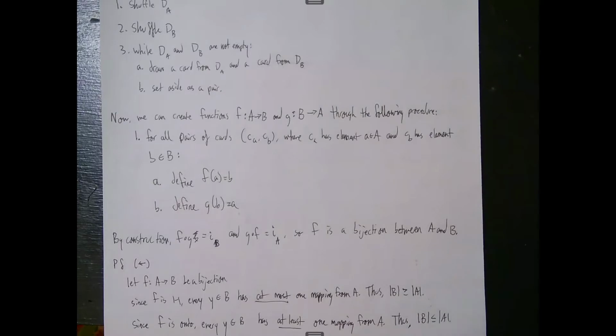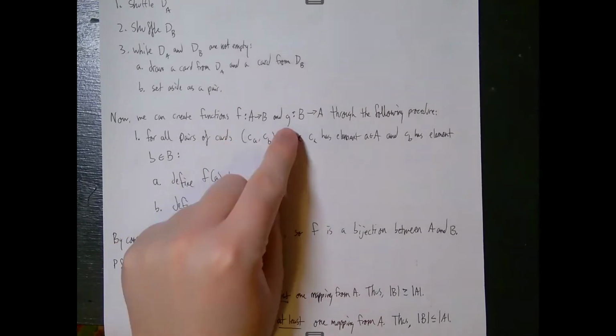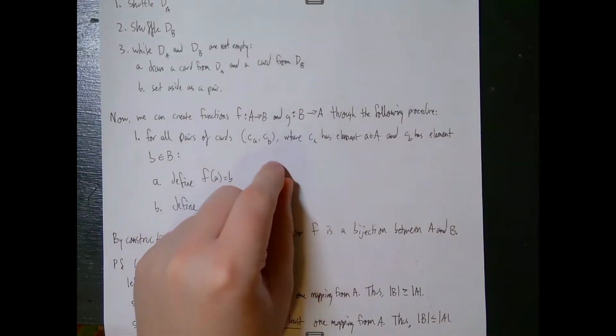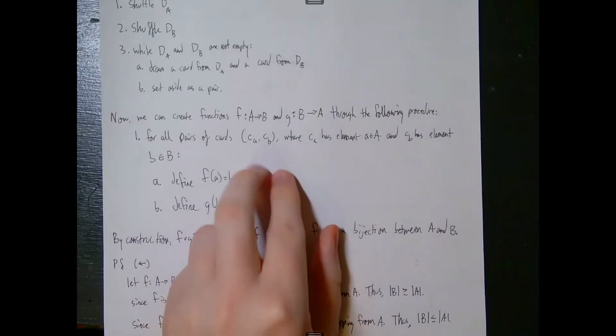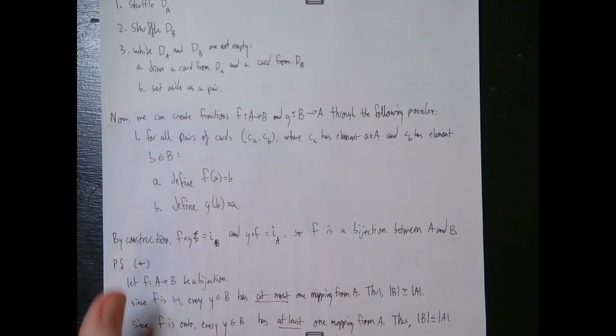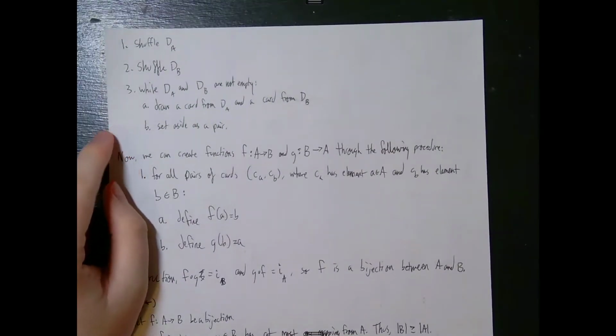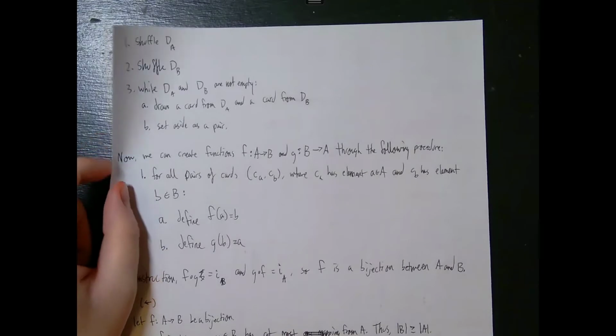One where the card from A is the input and the card from B is the output, and one where the card from B is the input and the card from A is the output. So what we're trying to do is construct F from A to B and G from B to A such that the pairs of cards that we created from this procedure up here actually determine the mappings in F and G.